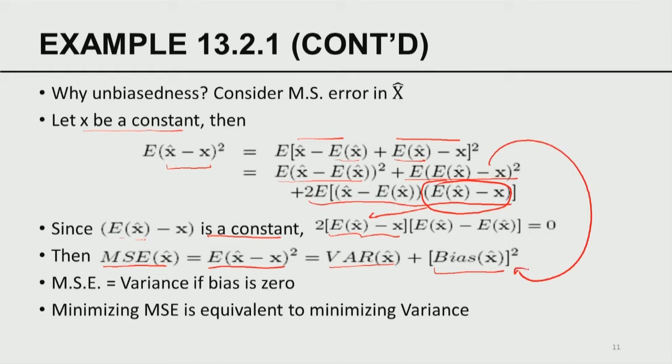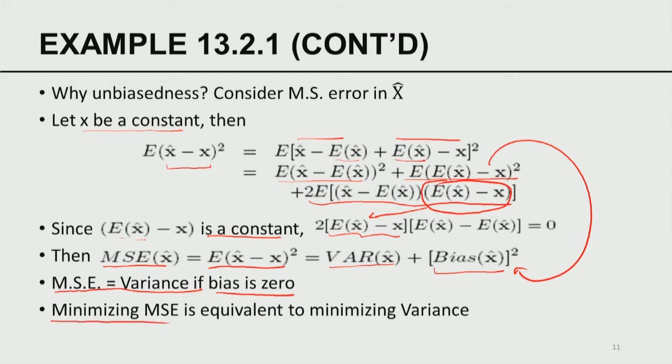So now you can see the impact of bias on the mean square error. Bias square is always positive. So the mean square error in the estimate is equal to the variance of the estimate plus the square of the bias. Since bias square is never negative, the minimum value of the mean square error happens when the bias is 0, and the minimum value possible is equal to the variance of the estimate. Therefore, when the bias is 0, the minimum mean square error is equal to the variance of the estimate.